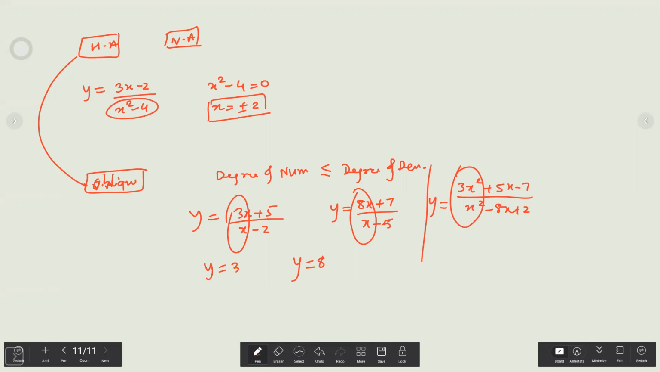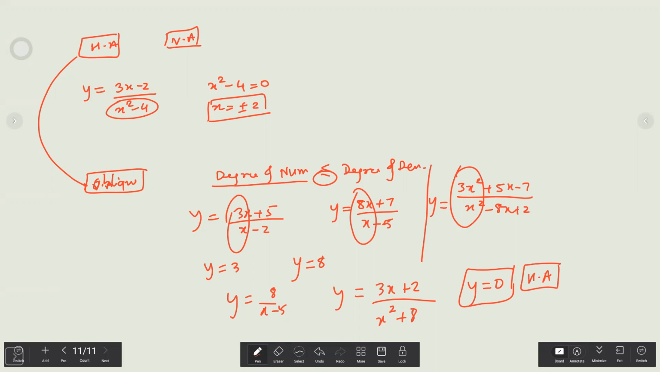The second case is if your degree of numerator is lower than degree of denominator. What if I have something like y equals 8 upon x minus 5, or y equals 3x plus 2 upon x squared plus 8? What happens in this case? In all of these cases, wherever your degree of numerator is lower than degree of denominator, the x-axis is the horizontal asymptote. So y equals 0 will be the horizontal asymptote.